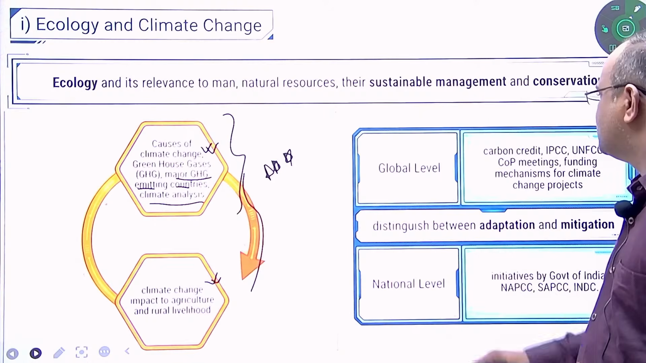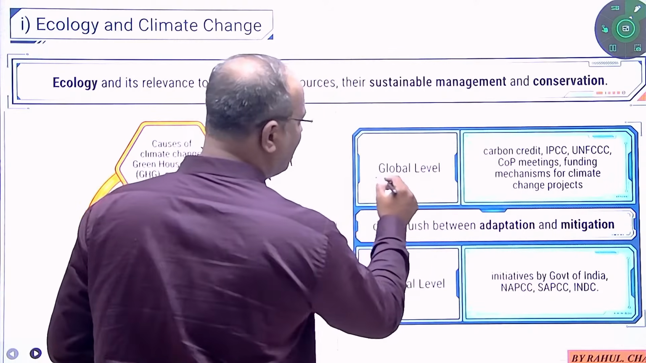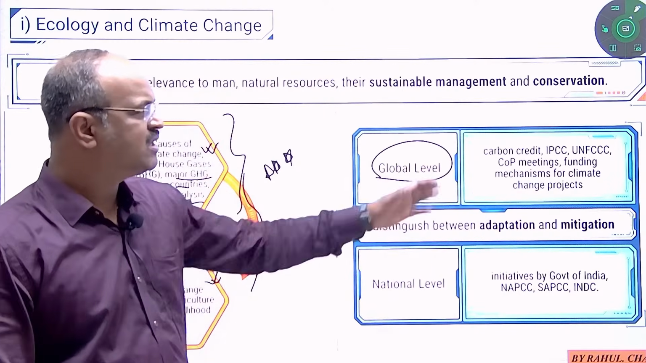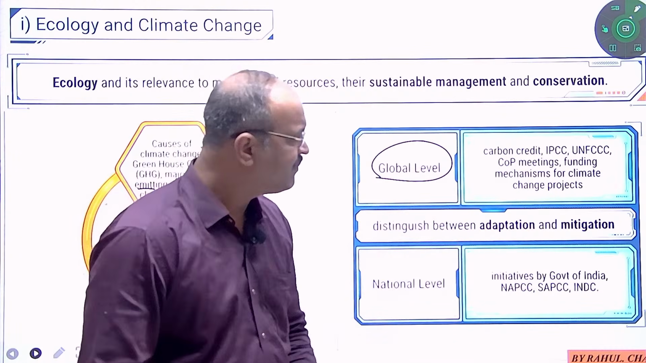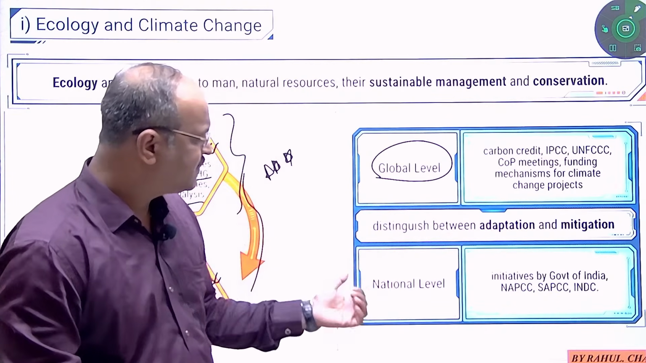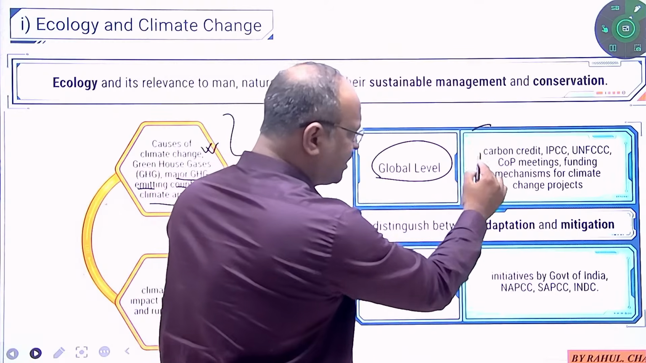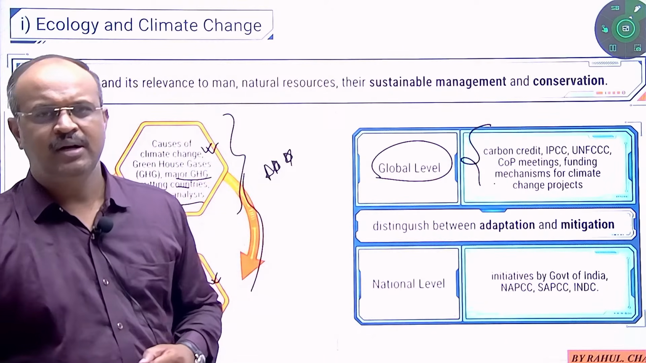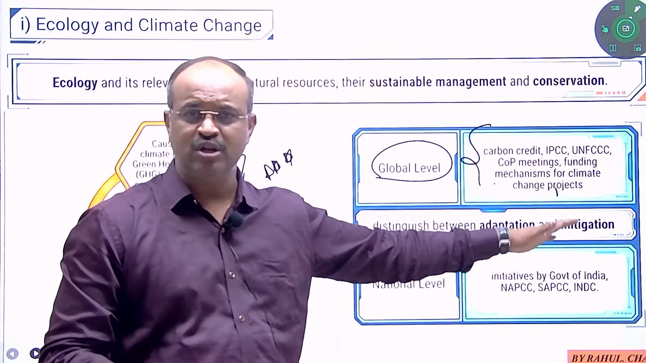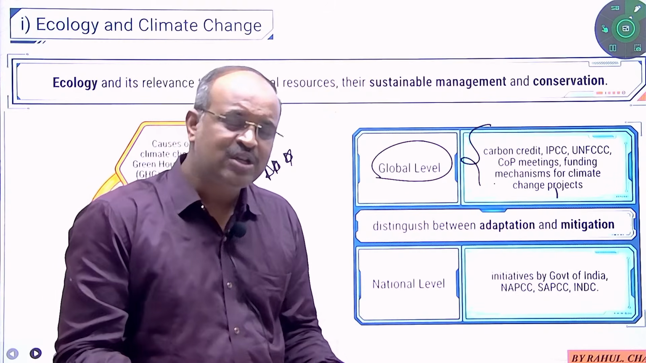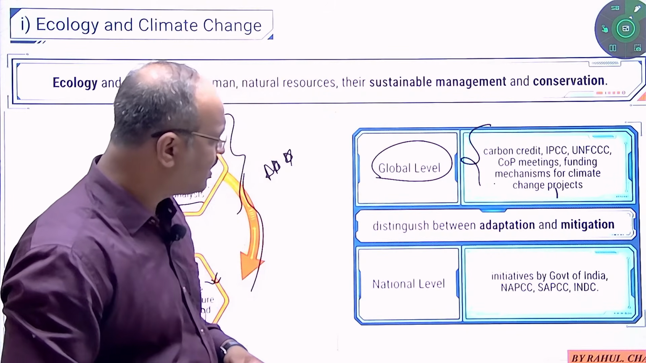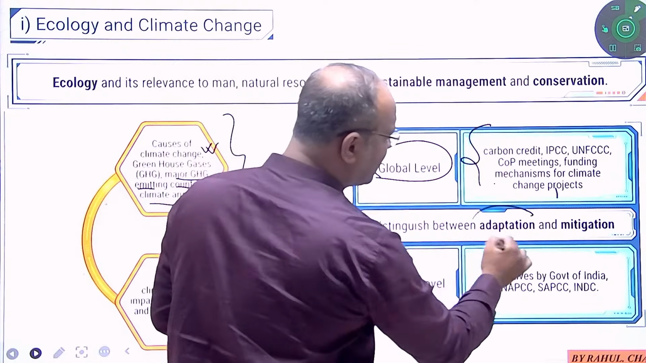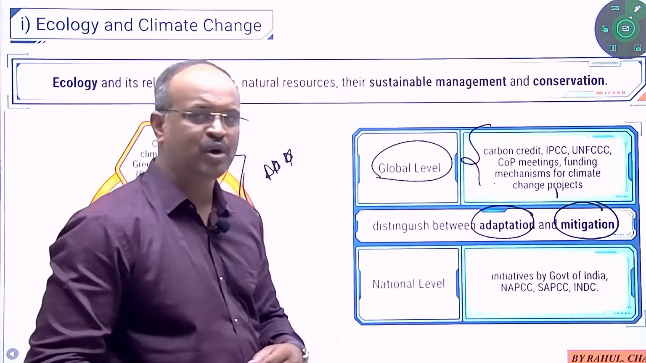Getting? Coming to the global level, the measures being taken, what is carbon credit, IPCC, UNFCCC, COP meetings, funding mechanisms for climate change projects, these are not that important, okay, because NABARD never focuses on these topics majorly. They can ask questions only if it is in the news, in current affairs. Distinguishing between adaptation and mitigation, again, is not that important.